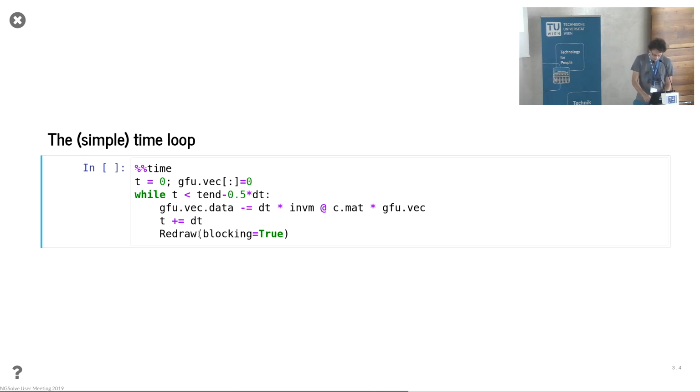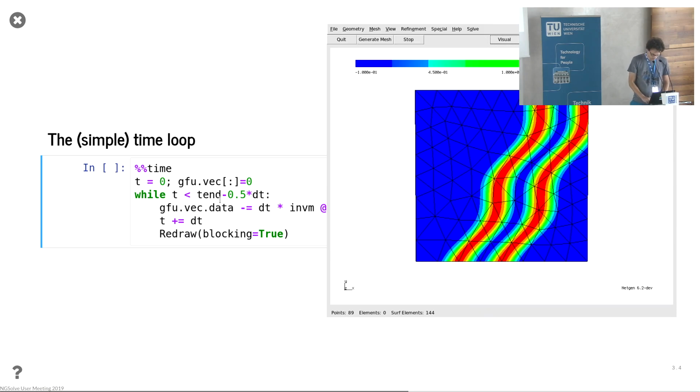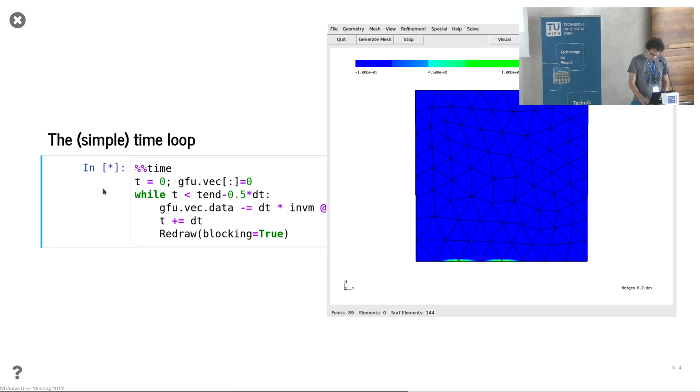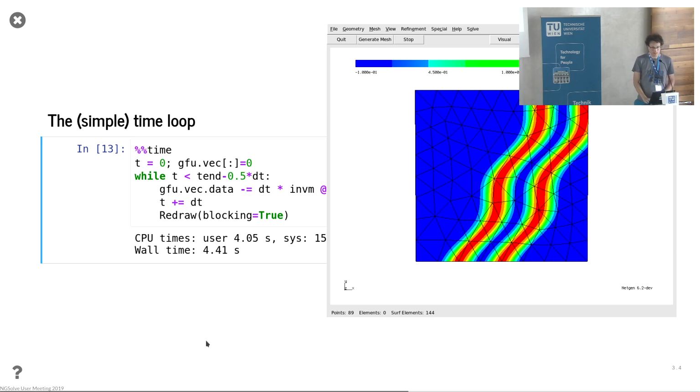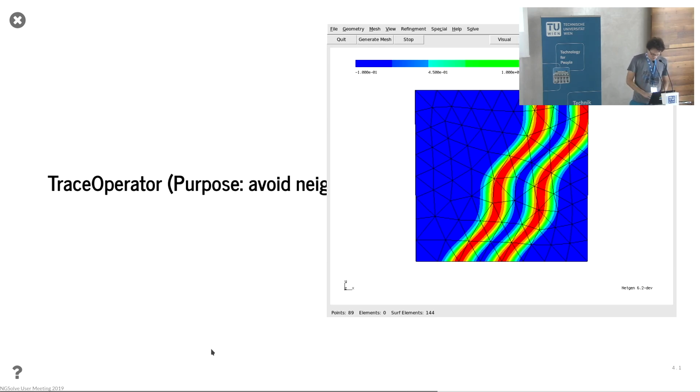All right, so let's take a look at what comes out here if we apply this now. Our solution seems to be the same. It's a little bit faster, yeah? So 4 seconds, perhaps on your laptop the difference is larger.